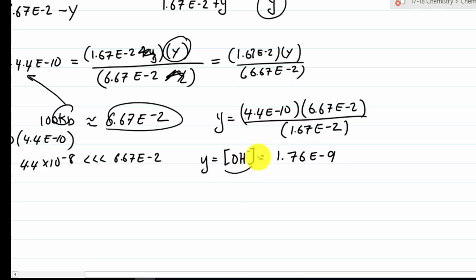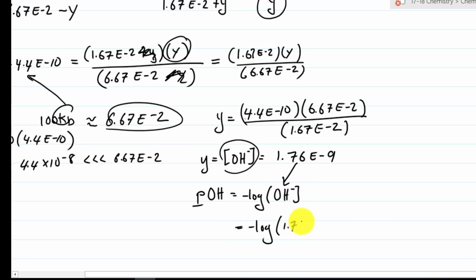And of course, if we have the concentration of OH minus, now we can take that and find our pOH. And p again is the negative log of OH minus, which in this case is that value right there, okay? So let me rewrite it again for you. Negative log of 1.76 times 10 to the negative 9, and that equals 8.76, and that equals your pOH.